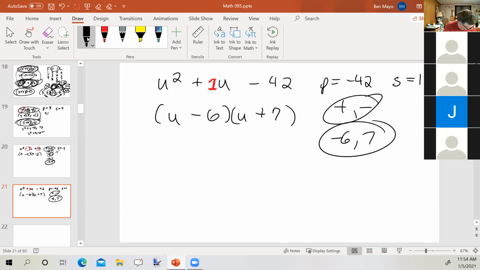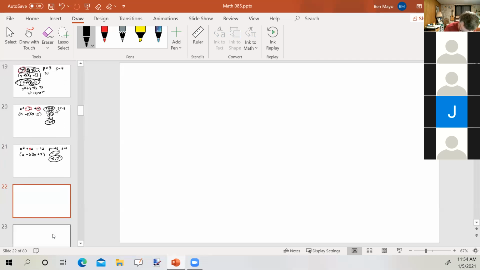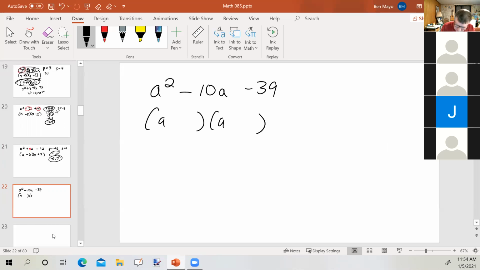Let's see here. a squared minus 10a minus 39. This is a trinomial, 3 terms. It's in descending powers of the variable. There's no greatest common factor I can take out. So I'm going to break it down a and a. The product is going to be negative 39 and the sum is going to be negative 10.